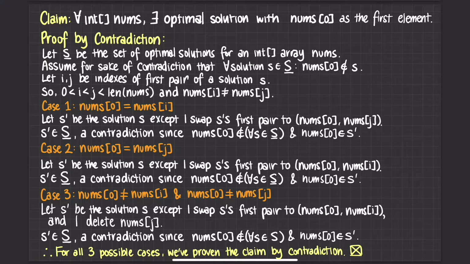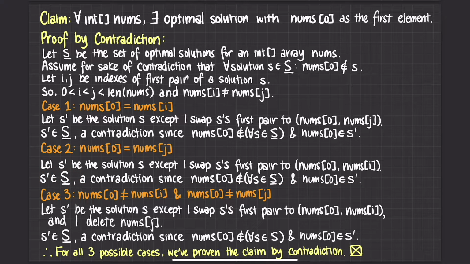Except this time, I denote S prime to be the same as solution S, and I swap the first pair to num0, nums I. And this makes sense because num0 equals nums j. And since nums I and nums j were in a pair, that means they were not equal. And that means, therefore, num0 and nums I are not equal. And since 0 comes before I, this is also a valid pair in our solution. And S prime is therefore also an optimal solution in S, also a contradiction.